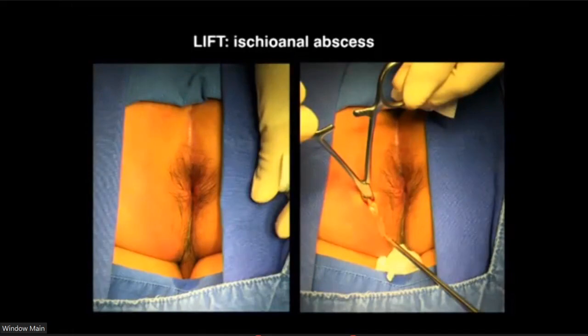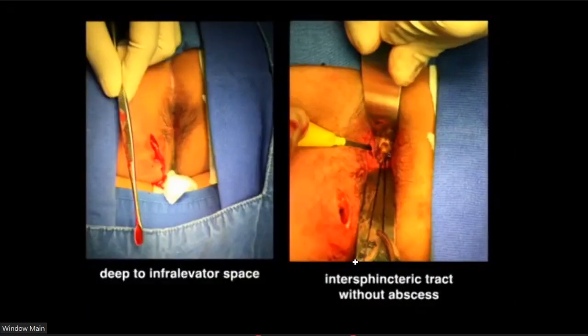The next case is the ischioanal abscess. It's bulging here. You cut it open here. The abscess comes out here. And you open it here. And then you can see in this acute abscess, there is no intersphincteric abscess. It's a tract that goes to the postanal space and goes ischioanal. But no intersphincteric abscess, even in acute abscess. 80% of the time in acute abscess, there is no intersphincteric abscess.